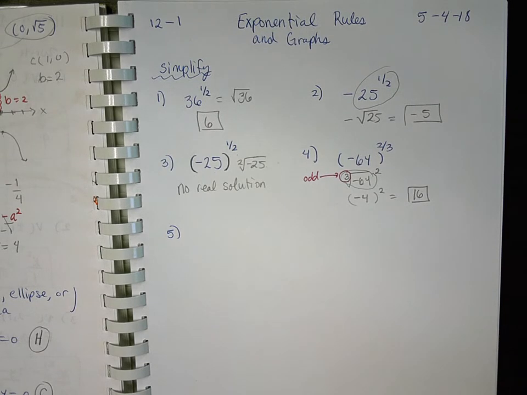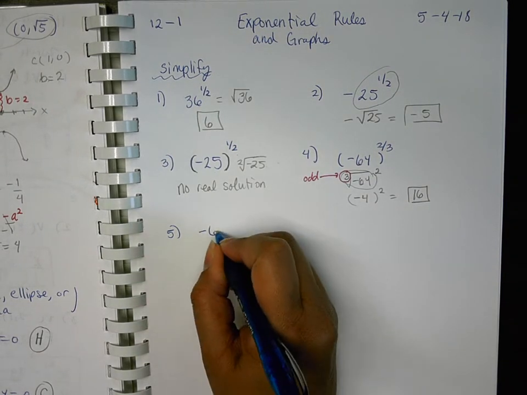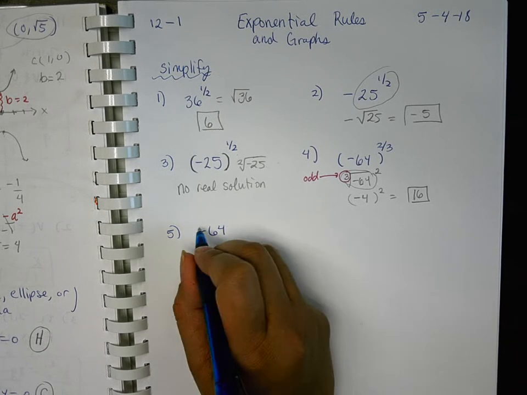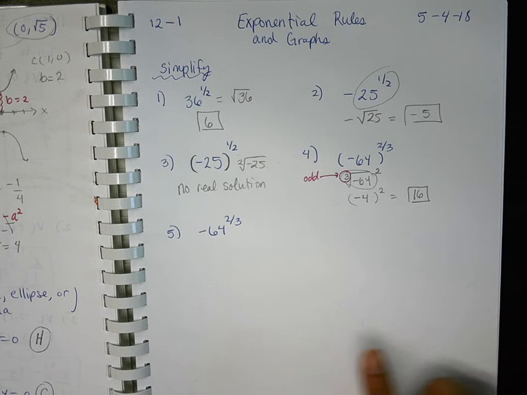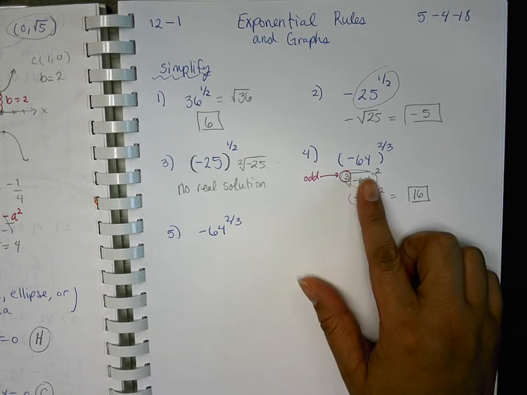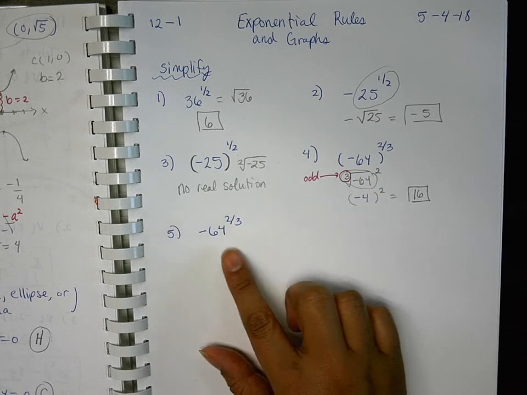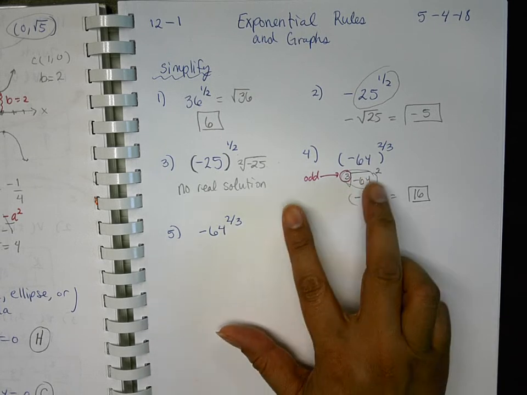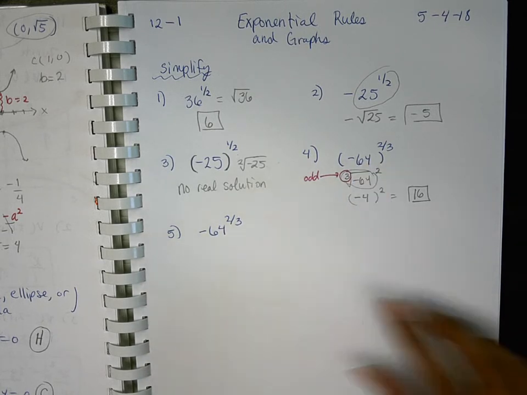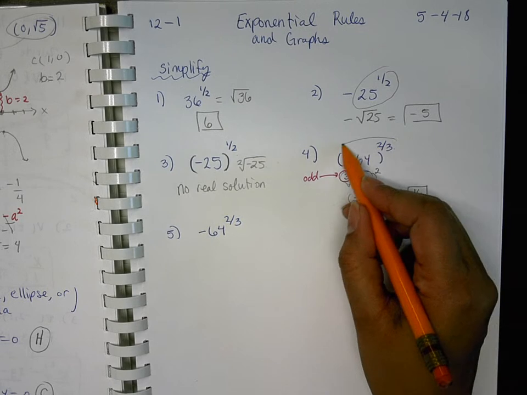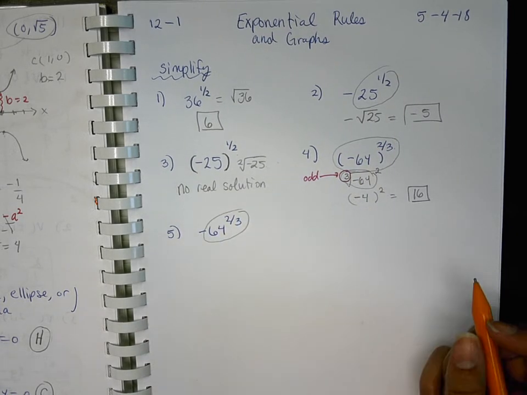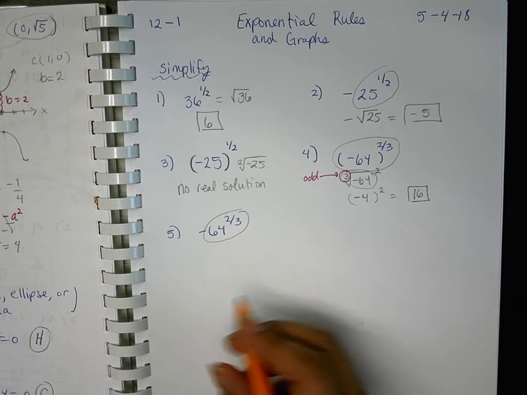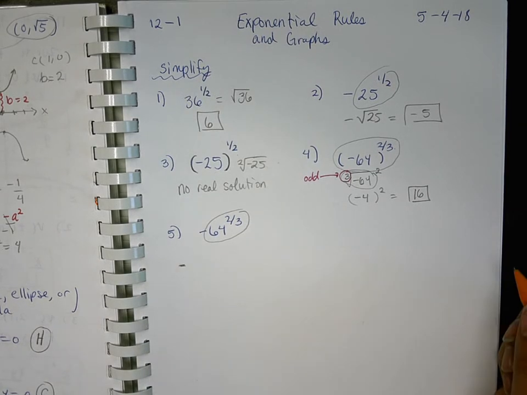Make sense? All right, negative 64 to the 2/3. Now, is this pretty much the same as number 4? No, it's not. How is it different? Do those parentheses make a difference? Okay, so this 2/3 was applied to everything, including the negative, where this one's only applying to the 64. So what's that negative going to do? Sit outside until we're all done. It's going to be the opposite of whatever our final answer is.